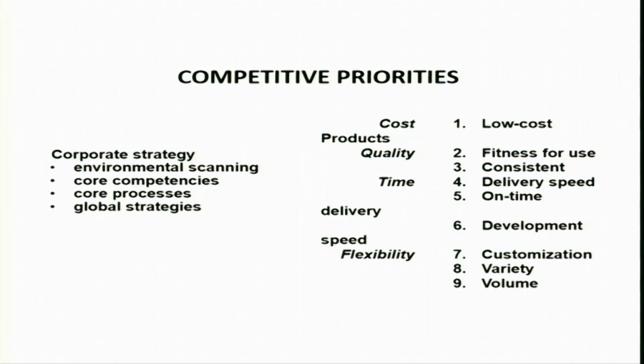So, your competitive priorities can be decided by corporate environmental scanning, core competencies, core processes and global strategies. You can look at that, and then you can decide your competitive priorities on cost, quality, delivery performance and flexibility.